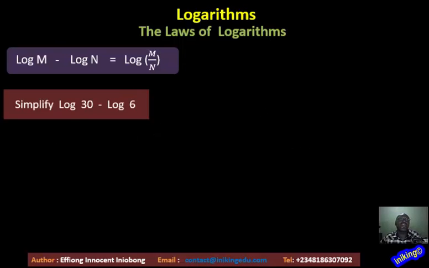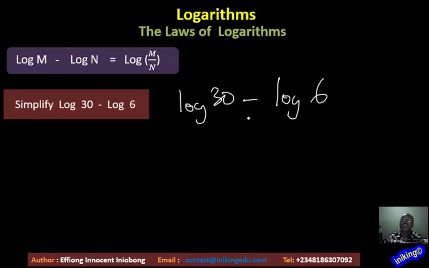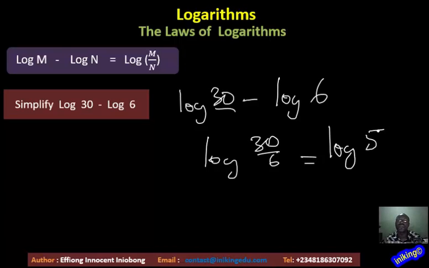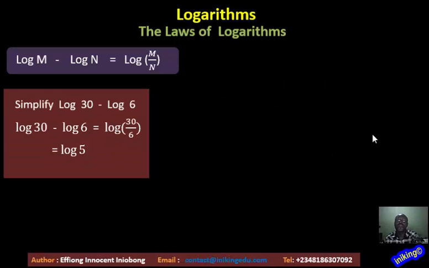Consider here, simplify the logarithm of 30 minus the logarithm of 6, log 30 minus log 6. The rule says, very straightforward, take your 30 and divide it by 6 when you are subtracting and express to the same base. So we are assuming it's the same base there. So we have here logarithm of 5. That's it. Log 30 minus log 6 is equal to the log of 30 divided by 6 to give us logarithm of 5.